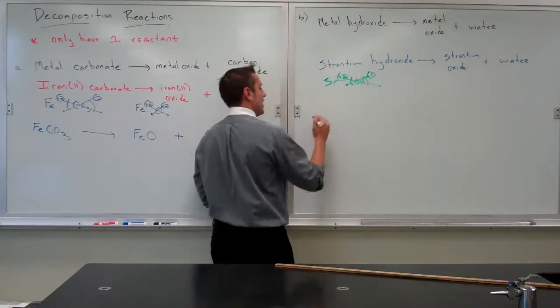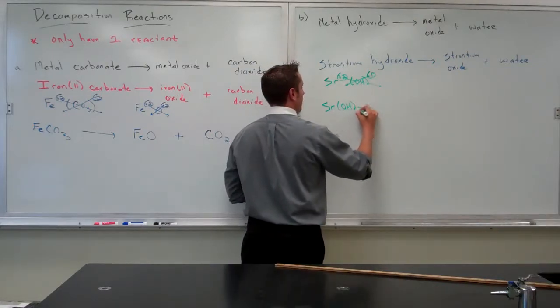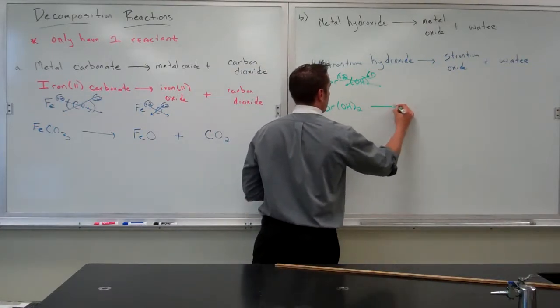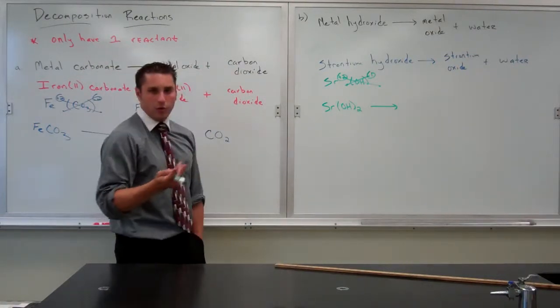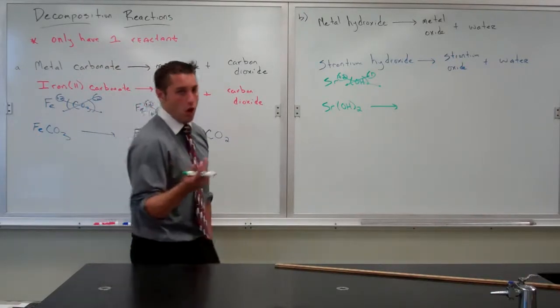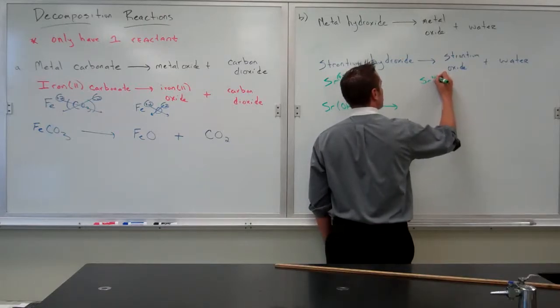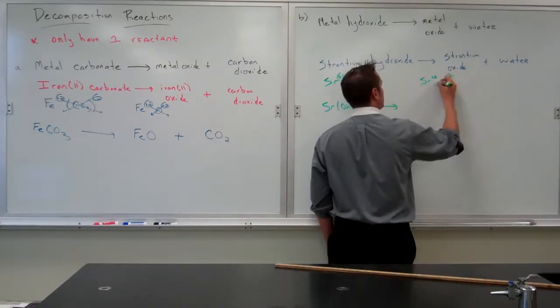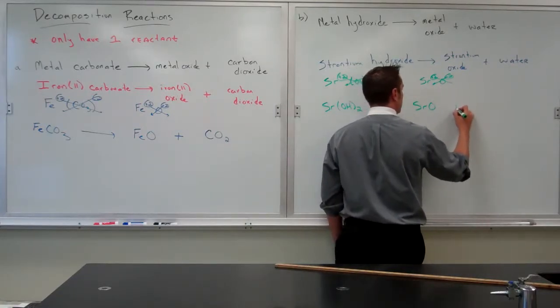So if we cross those down, you will get Sr(OH)2. And then on the other side, strontium oxide, element or compound? It is a compound. Does it have prefixes? No. So symbols and charges and cross. Sr +2, O -2. Cross those down and you will get SrO.